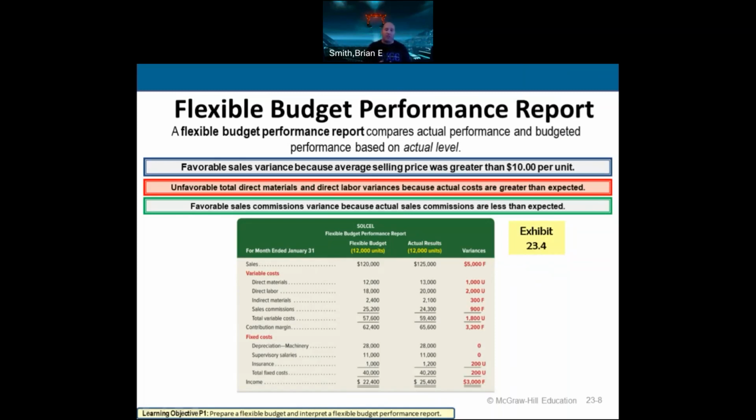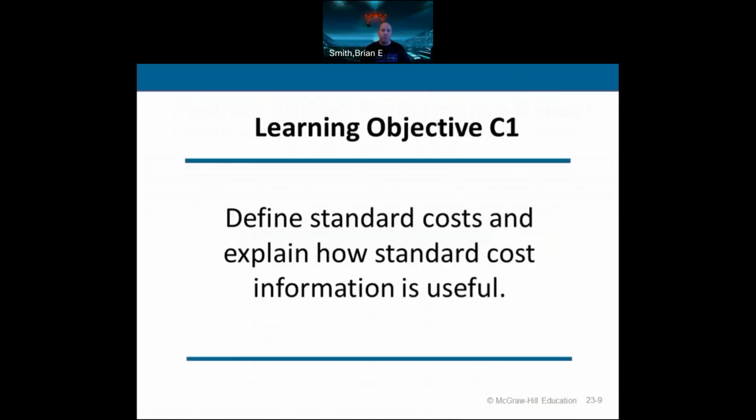And then as you take out all our fixed costs, we see that the one fixed cost was our insurance. So we know specifically that our insurance expense, likely the premiums went up at some point during the year, so we had to pay a little bit more than we anticipated. But overall, our income is $3,000 more than we anticipated, so our overall income variance is $3,000 favorable.